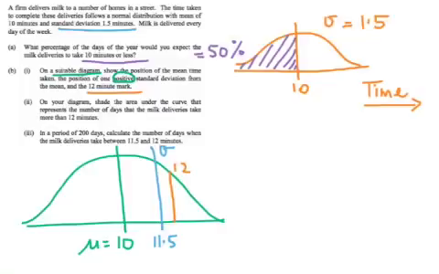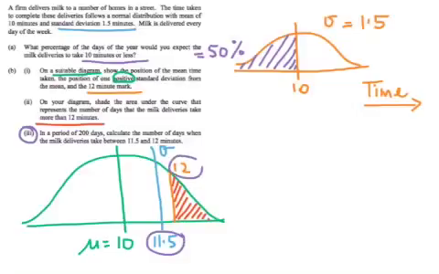Okay, part B. On your diagram, shade the area under the curve that represents the number of days that milk deliveries take more than 12 minutes. Okay, so that is going to be this part of the diagram there. Now, part C. In a period of 200 days, calculate the number of days when the milk deliveries take between 11.5 and 12 minutes. So this is this purple area here on my diagram.